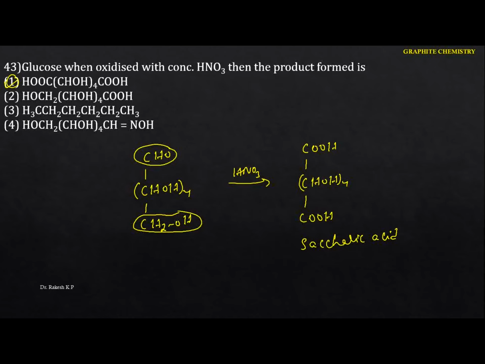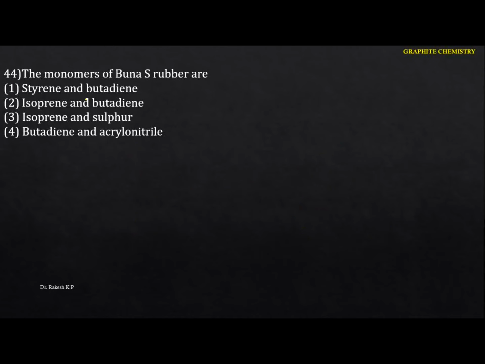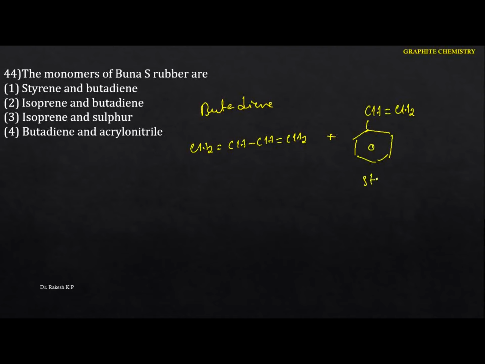Next one, the monomers of Buna S rubber. Buna S is made up of the monomer butadiene. The structure will be this one: 1,3-butadiene, and the S stands for styrene, that is C6H5CH=CH2. This will be styrene here. So Buna S is made up of butadiene and styrene. Hence in this case the option is the first one.